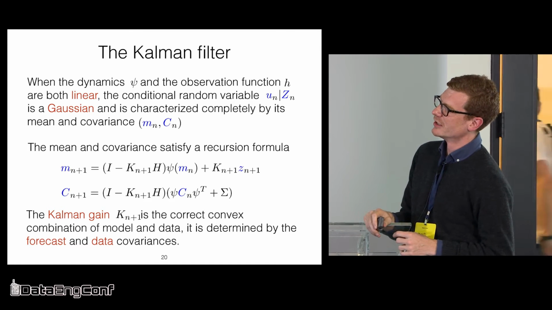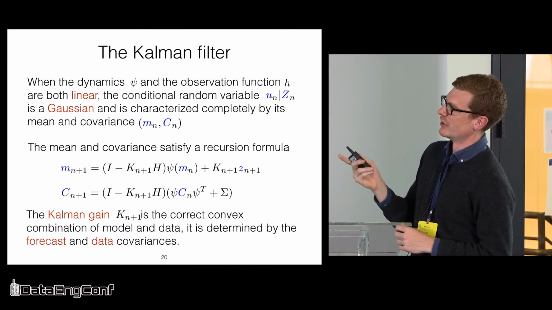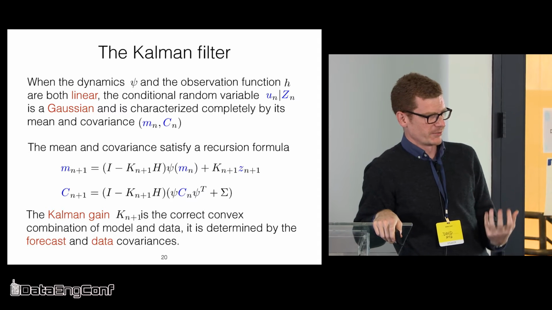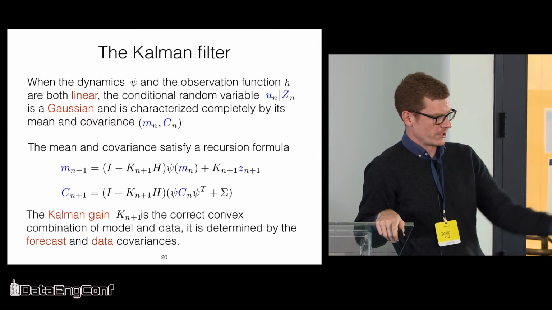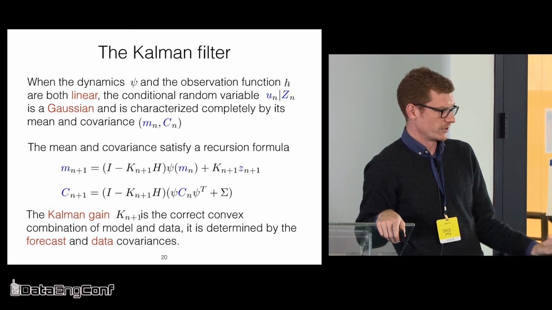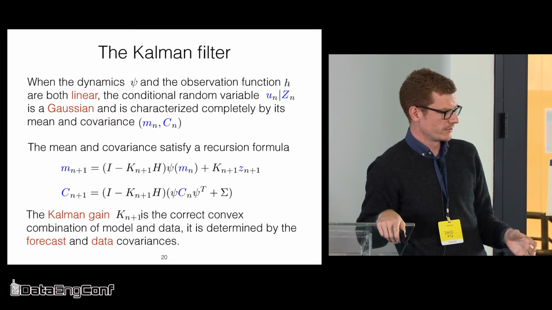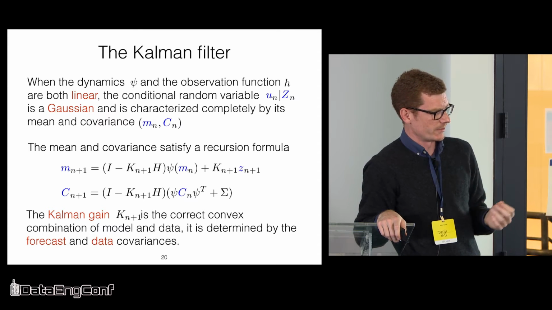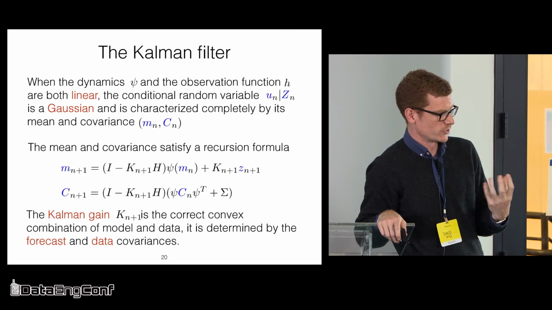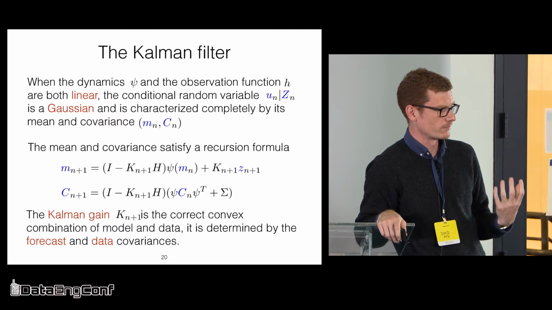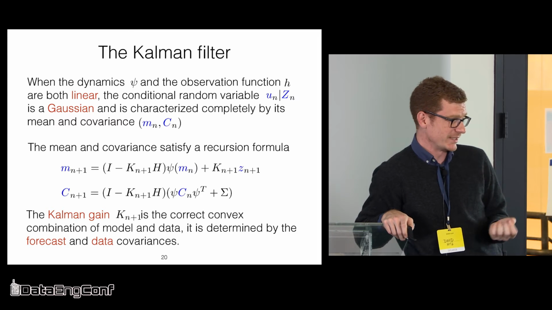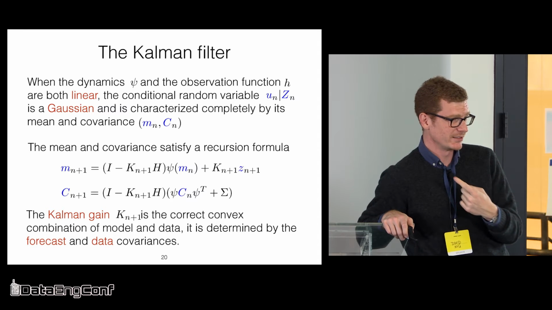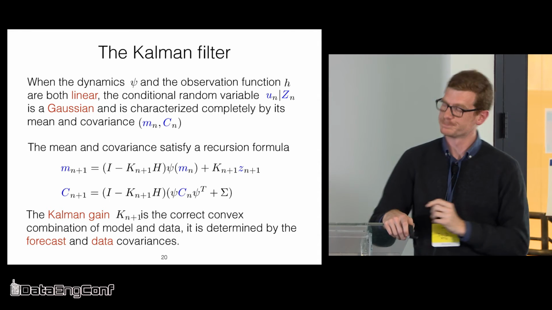Under this assumption, the conditional distribution, or the conditional random variable un given Zn plus 1, is a Gaussian. When you take something that's originally a Gaussian, you flow it forward under your model, it's still a Gaussian, just with a different mean and covariance. You then condition on data, it's still a Gaussian, as long as that data was also Gaussian. So the nice thing about assuming everything's linear is that the posterior remains a Gaussian. The nice thing about Gaussians is that they're completely characterized by their mean and covariance. So to understand this distribution completely, you just need the formula for its mean and covariance.